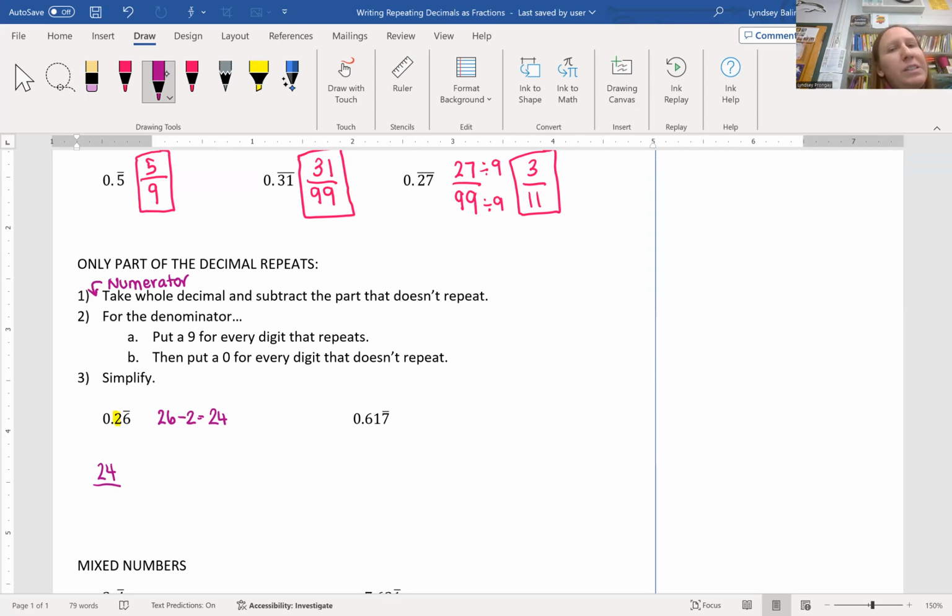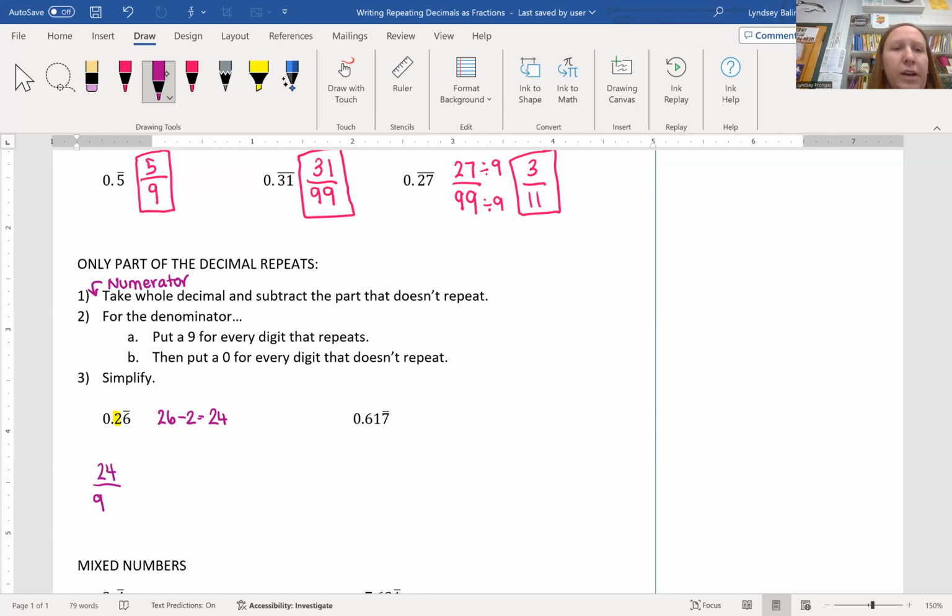Now this is the trickier part and what you have to remember. For every digit that repeats, just like we did above, where we had 5 that repeated, just 1 digit, so we put a 9. Or in the 31, we had 2 digits that repeated, so we put 2 nines. That is still true. So for every digit that repeats, we're going to put a 9 in the denominator still. So in this case, there is only 1 digit, the 6 repeating, so we're going to put 1 nine in the denominator. So that's still the same as before.